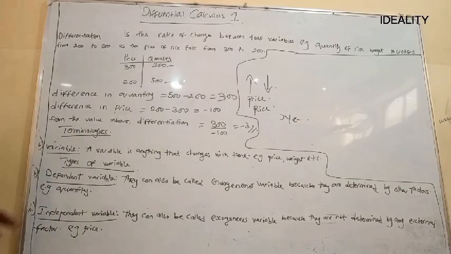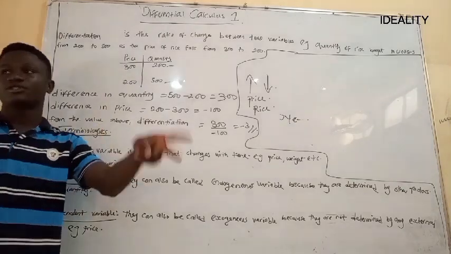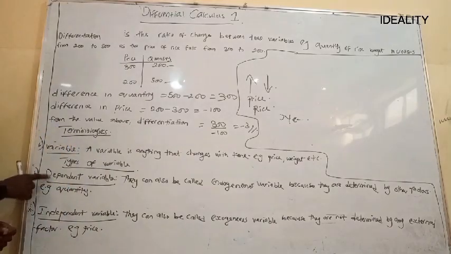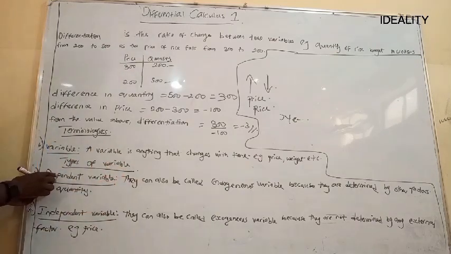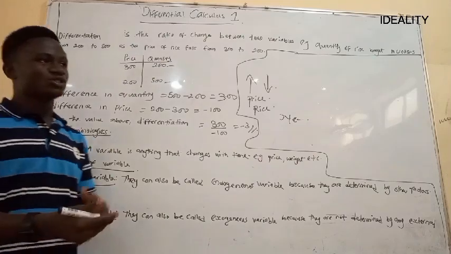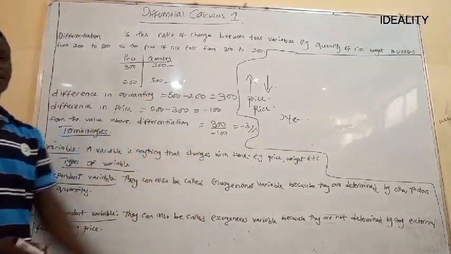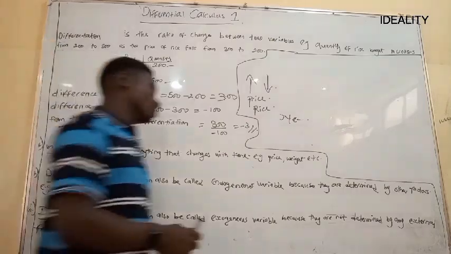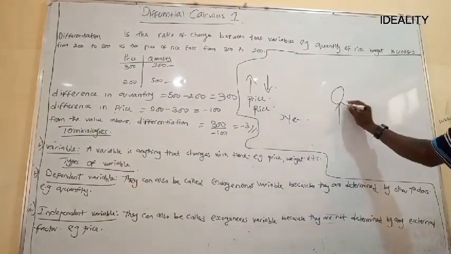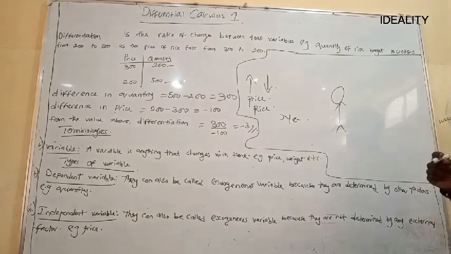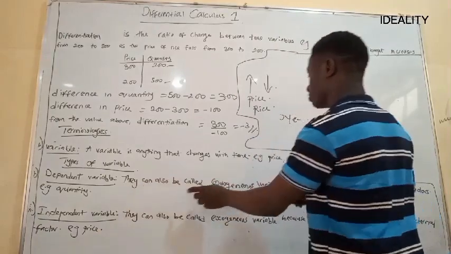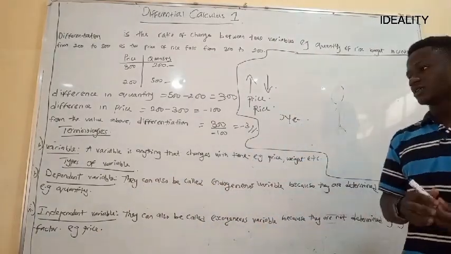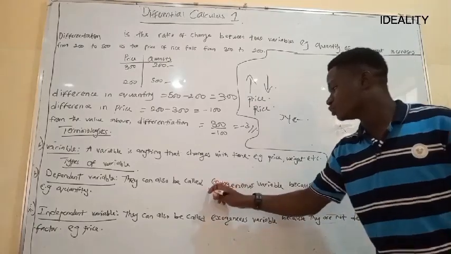Now let's look at the types of variables we have. We usually have two types of variable: the dependent variable and the independent variable. When we say a dependent variable, what do we mean? Let's consider a good illustration here. They can also be called endogenous variables. So you need to know that a dependent variable can also be called an endogenous variable.